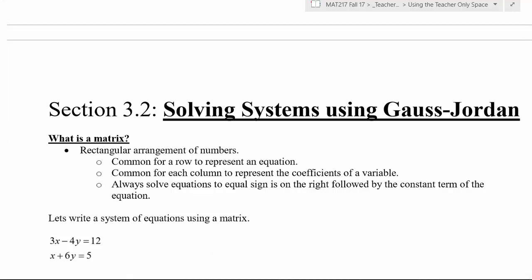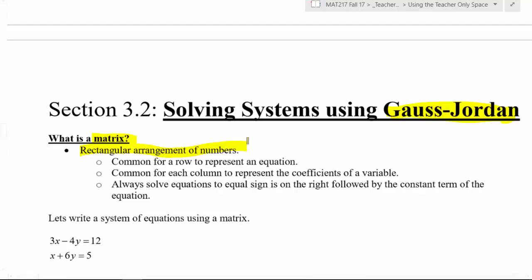In this video, we're going to solve systems of equations using Gauss-Jordan. So the big idea here, this is another method for solving the same thing we were doing in the last problems. Gauss-Jordan uses matrices. So what is a matrix? Well, it is simple. It's just a rectangular arrangement of numbers. So literally, we're just going to take numbers, no variables, and write them in a rectangle.